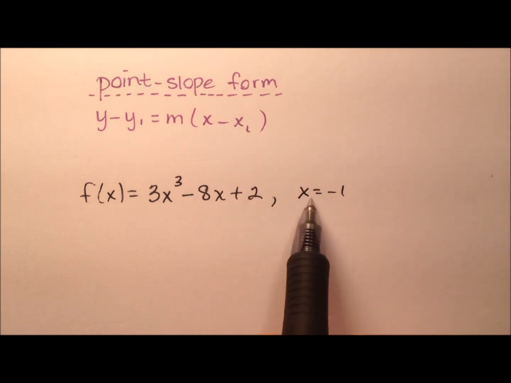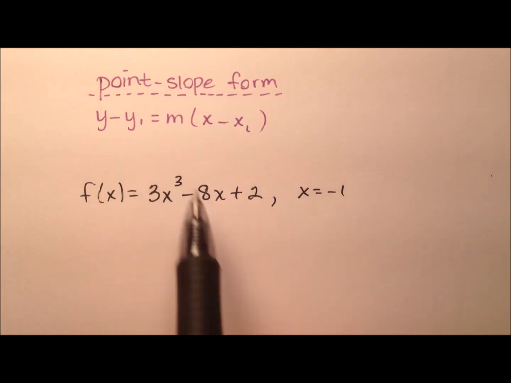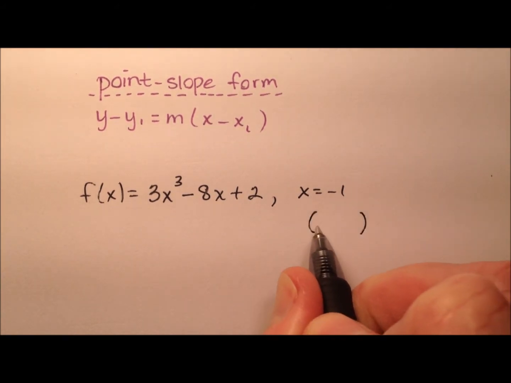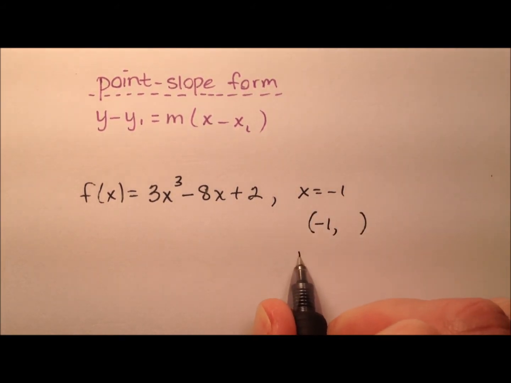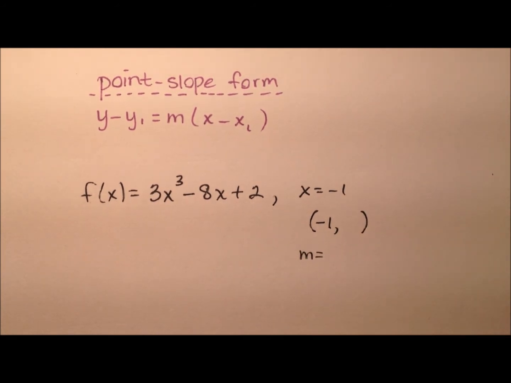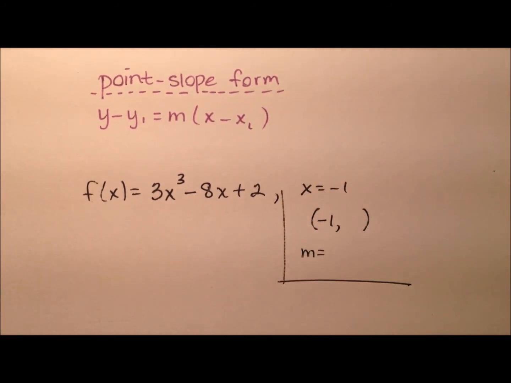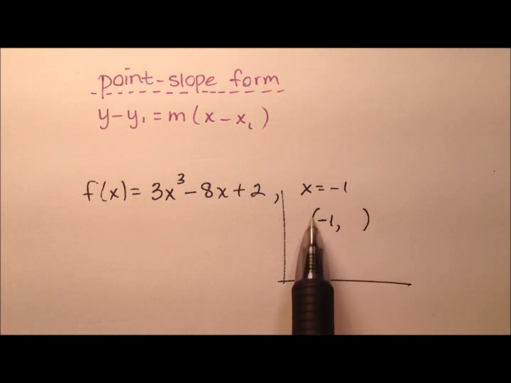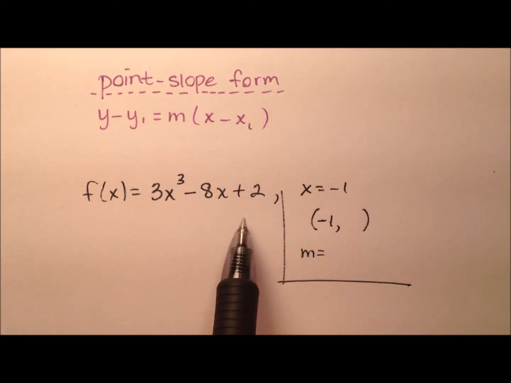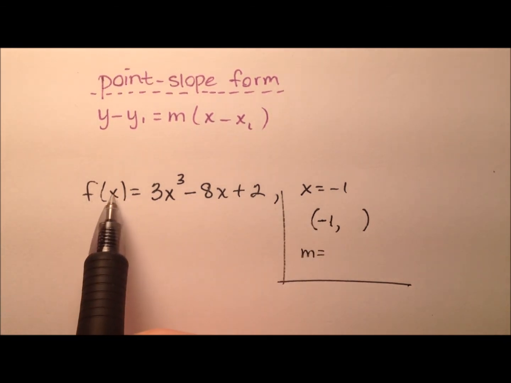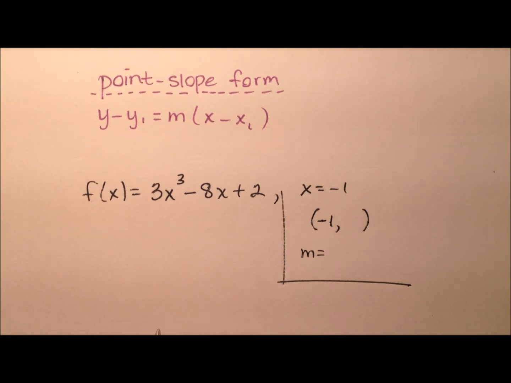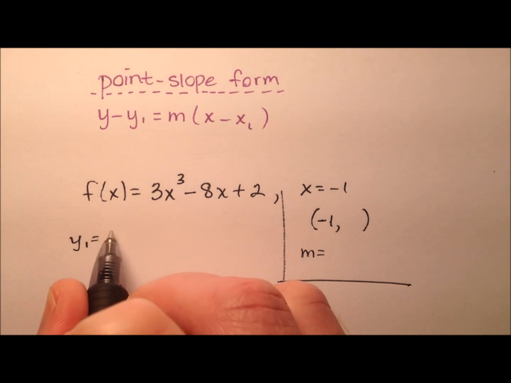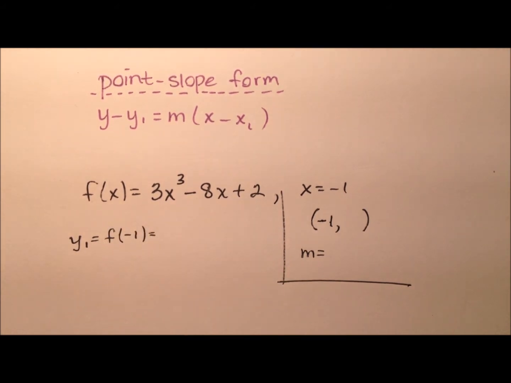Okay? Well, I have an x value, that's negative 1, so I know my x value will go right here. But I don't know the y value and I don't know the slope, so I'm going to have to get those two pieces of information. So my ordered pair is negative 1, something, and my slope is, well, something, I'm not sure yet. So let's go ahead and see how we can go about getting these pieces of information. Well, if negative 1 is my x value of an ordered pair that's on this function here, I need to plug in negative 1 into the function to get that accompanying y value. So that y1, or the accompanying y value, will be f at negative 1.